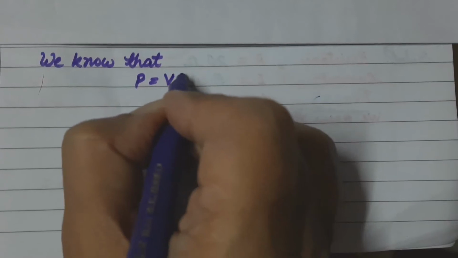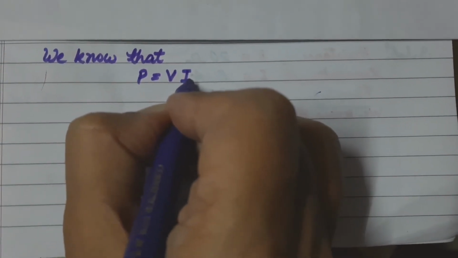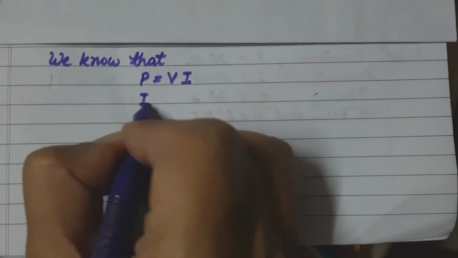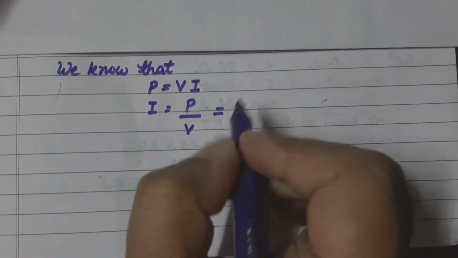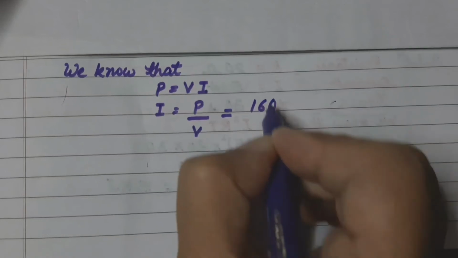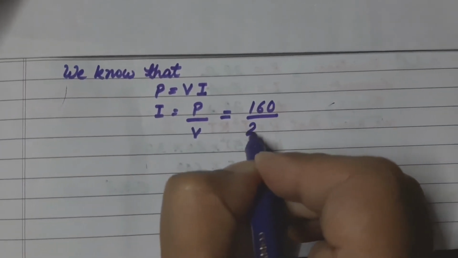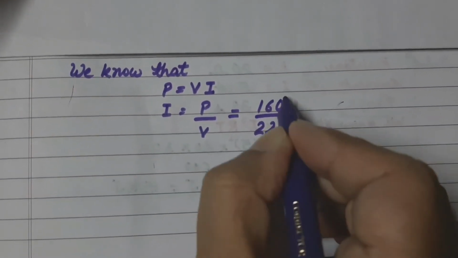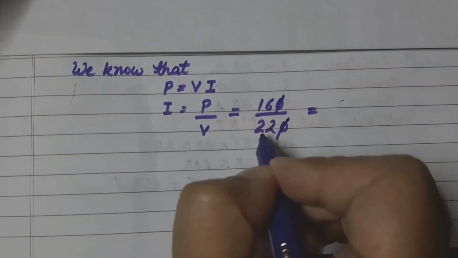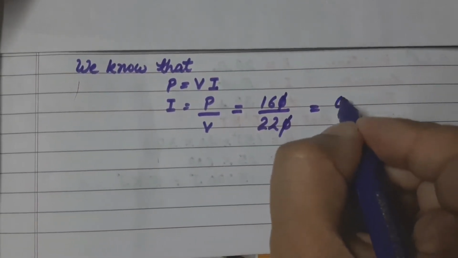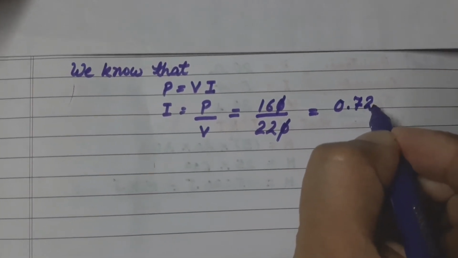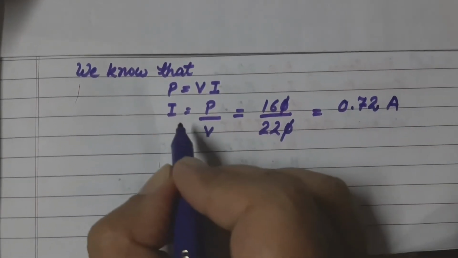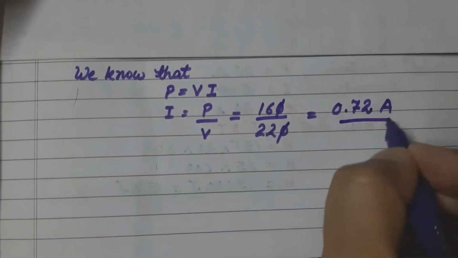We know that P is equal to VI and we have to calculate current. I is equal to P upon V. Power is 160. Potential difference is 220. So 16 upon 22. When we solve this, the answer will be 0.72 ampere, because this is the current. So it will be the answer.